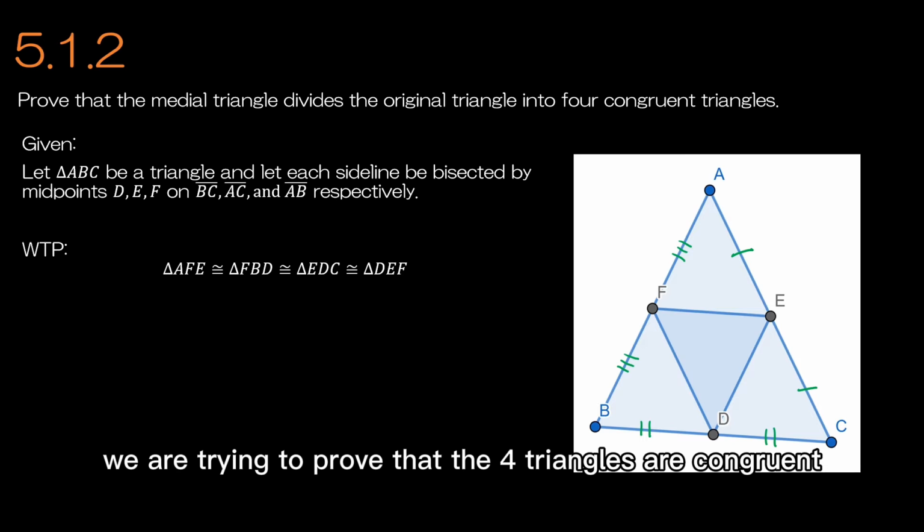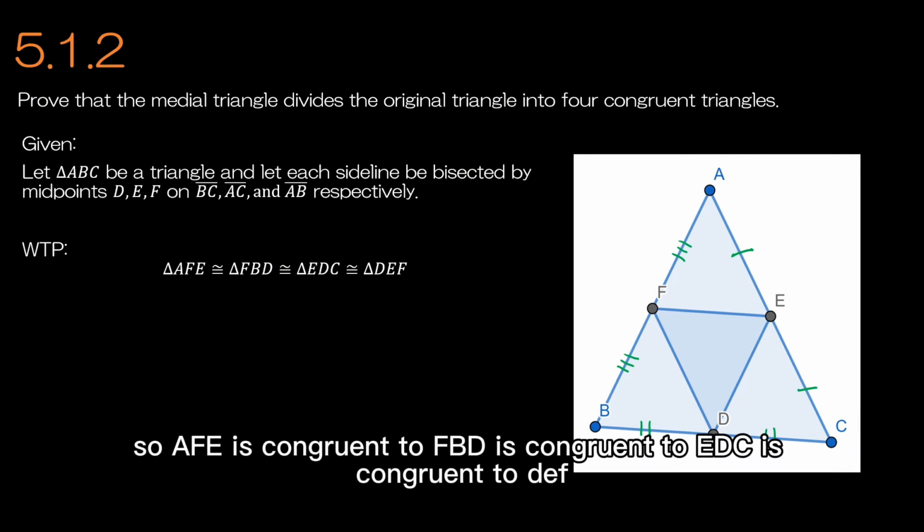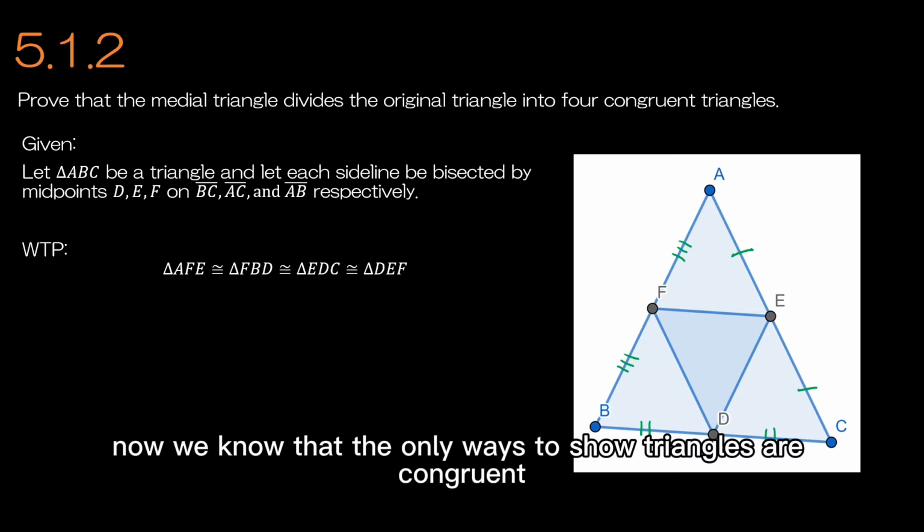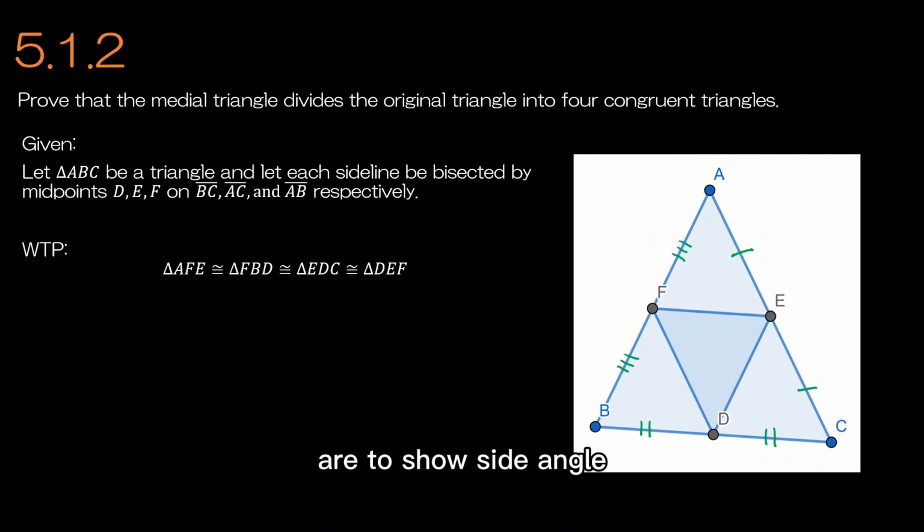We are trying to prove that the four triangles are congruent. So AFE is congruent to FBD, is congruent to EDC, is congruent to DEF. Now we know that the only ways to show triangles are congruent are to show side, angle, side, or angle, side, angle, or side, side, side, or angle, angle, side. In this case, we have a lot of sides so far, but we don't have any angles, so it seems like side, side, side might be the best way to go.